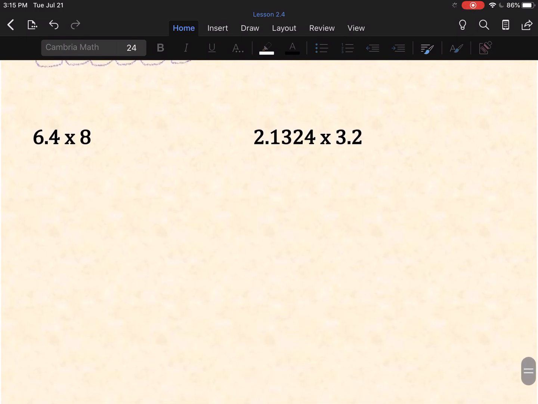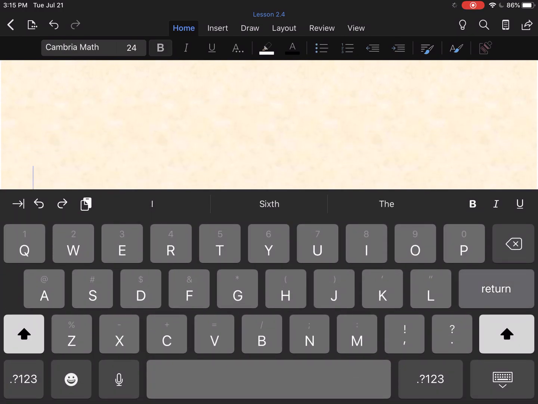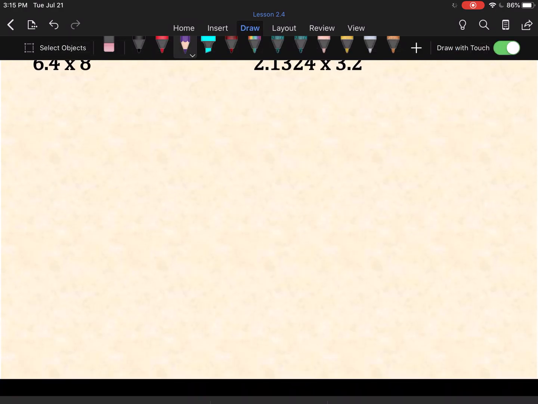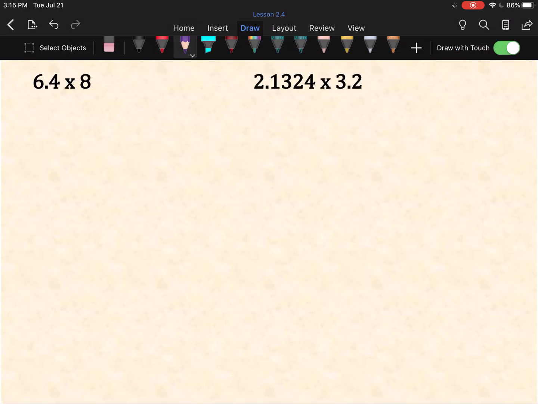And I've got 2 more examples here. Pardon me for a second while I do that so that my iPad will behave itself. 8 is shorter than 6.4. It's 1 digit versus 2 digits. 8 times 4 is 32. Carry the 3. 8 times 6 is 48, plus 3 is 51. There's 1 decimal place in this problem, so there must be 1 decimal place in the answer.